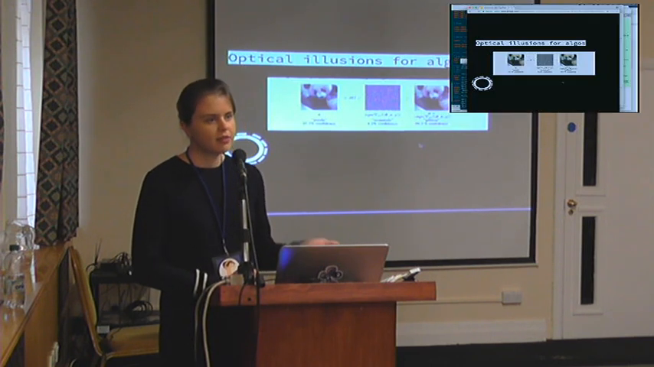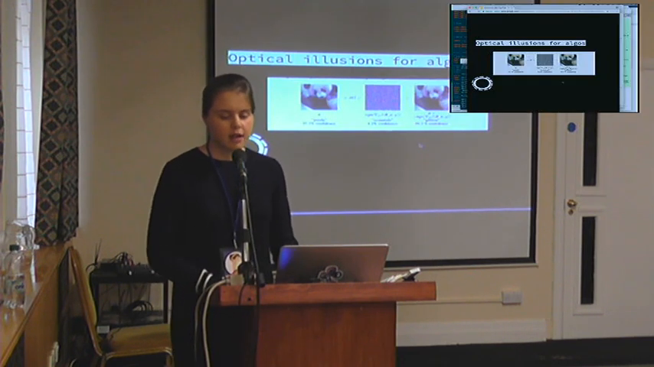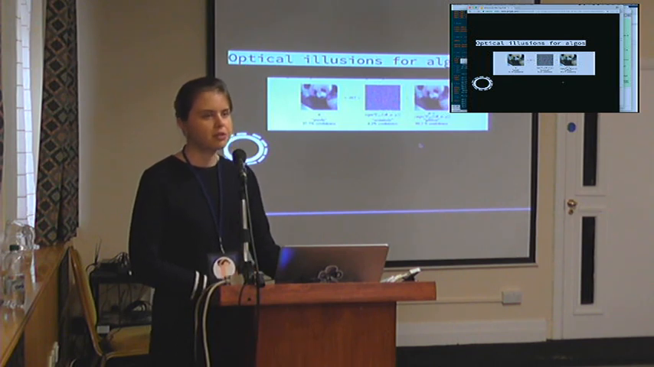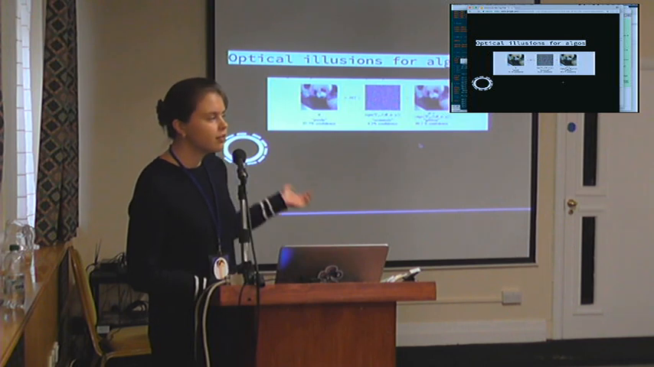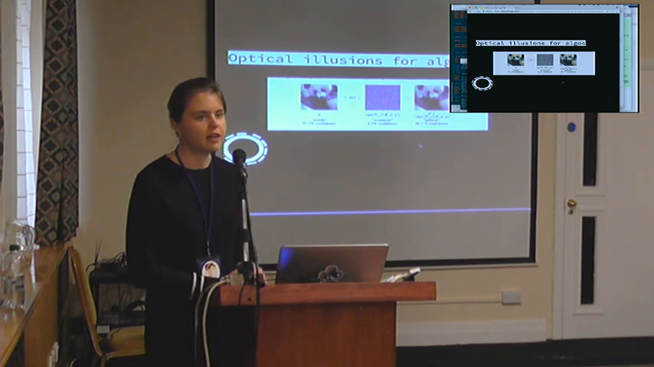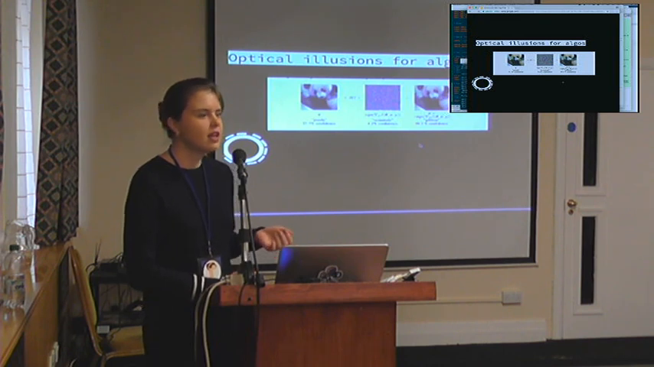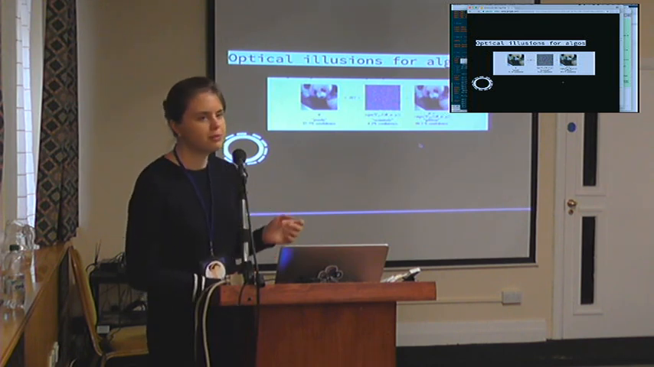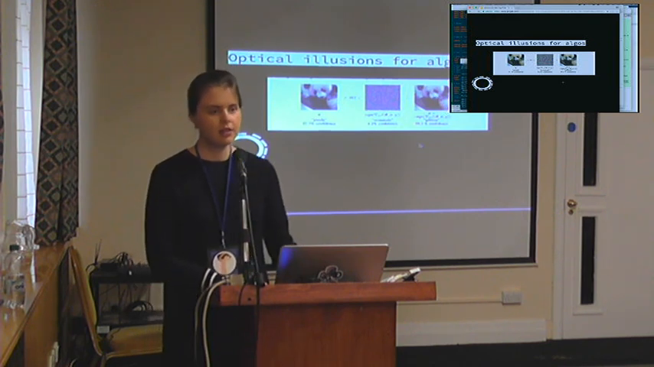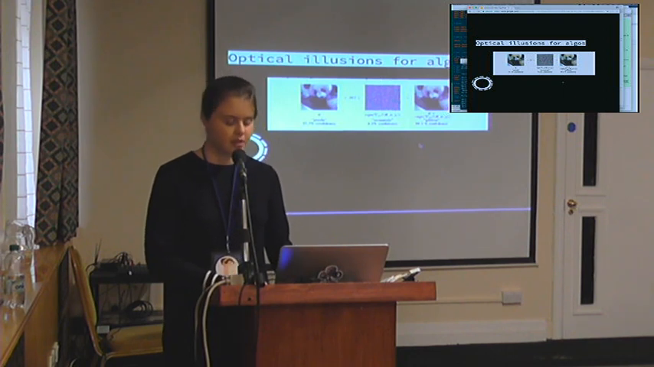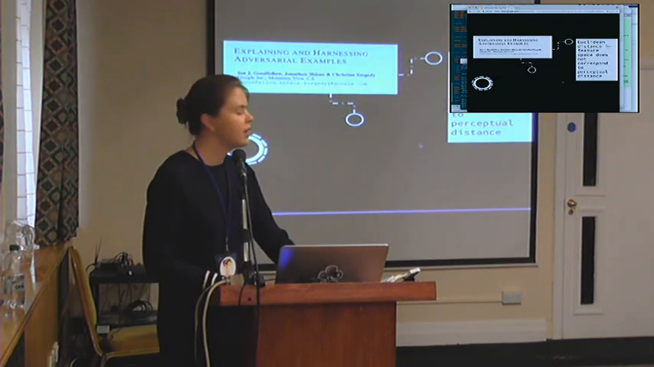So you've probably seen this famous picture. This is an output of the deep neural network GoogleNet that's trained on the ImageNet dataset. The first picture is clearly a picture of a panda, and GoogleNet is able to classify this as a panda. Then we add a little bit of perturbation to it, and all of a sudden the neural network says, oh, this is not a panda, this is actually a gibbon. So this is what we call optical illusions for algorithms.